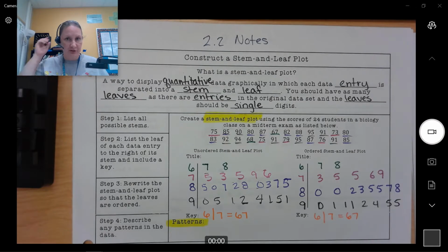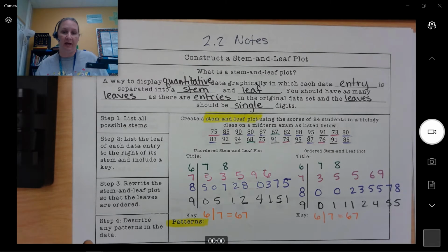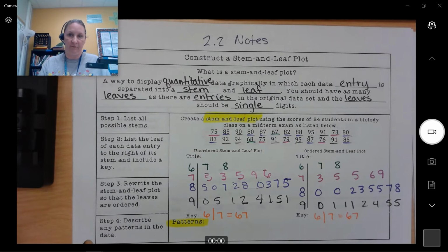Okay, this is the 2-2 notes for statistics. We're going to look at other types of graphs and ways to organize our data so that when we're looking at our data, we can better understand what's going on. So the first type that we will look at is a stem and leaf.